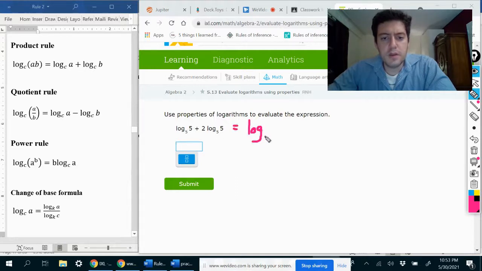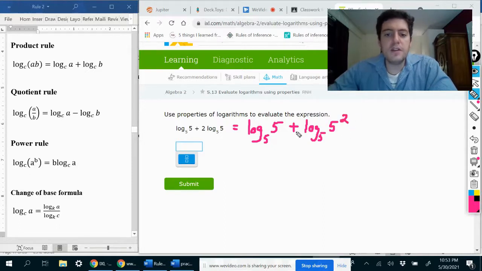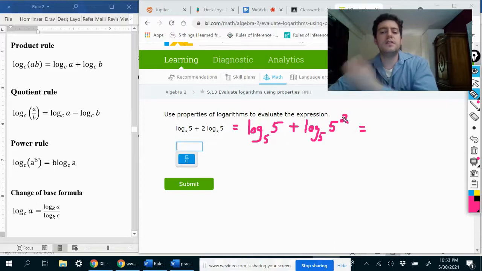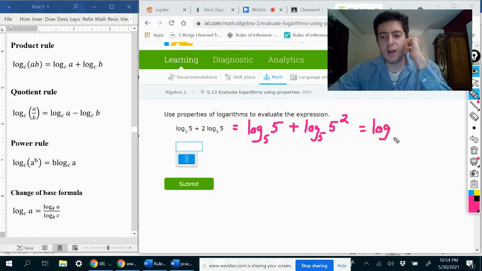Turn that coefficient into an exponent using the power rule over here. And then since we see addition here, that would be the product rule, and we would be multiplying these things. But you know what? You might think, okay, 5 to the second power is 25, and then 25 times 5 is 125. So we could write this as the log base 5 of 125.